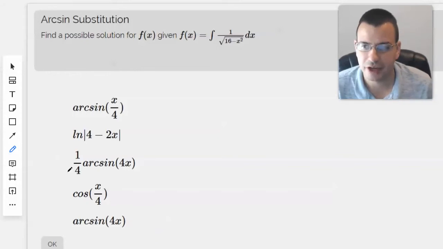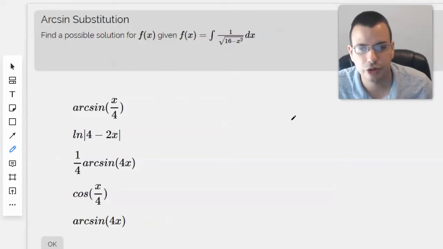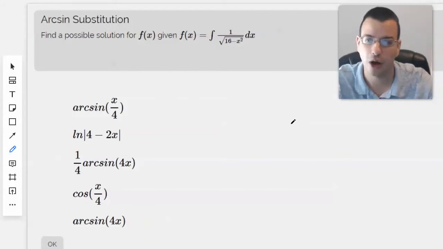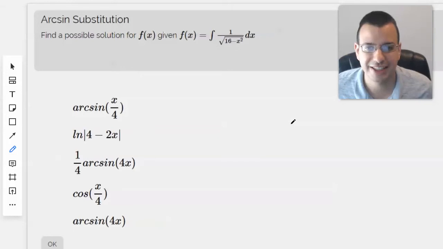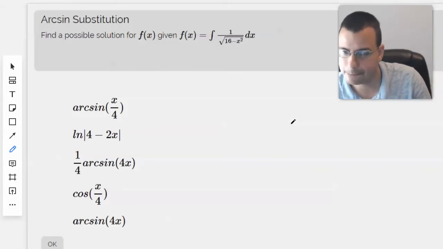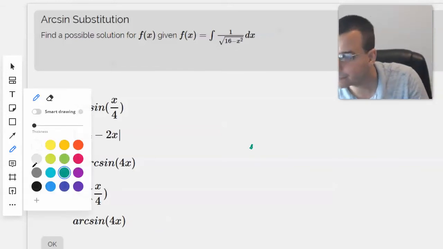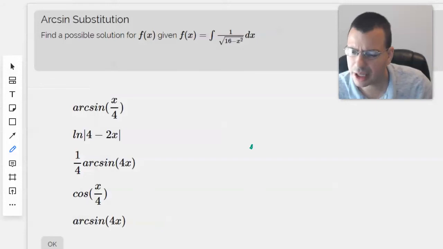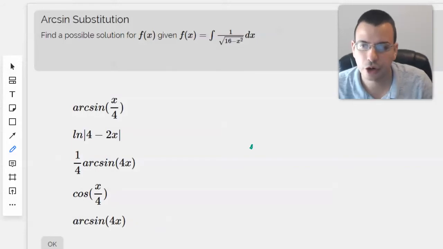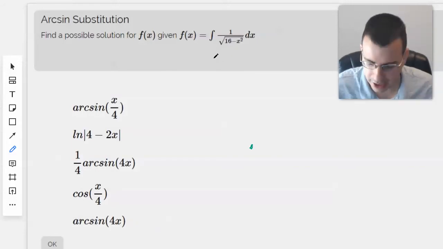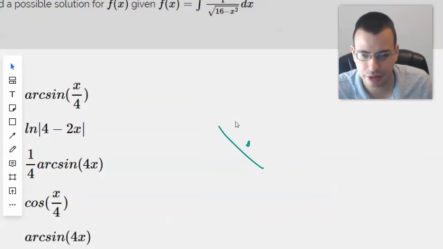Find a possible solution for f of x, given that f of x is the integral of 1 over the square root of 16 minus x squared. Okay? Green? Yeah, green's good. So this is going to be a trigonometric substitution.